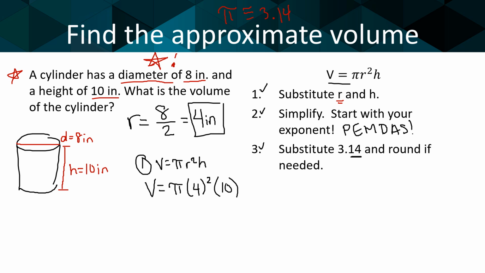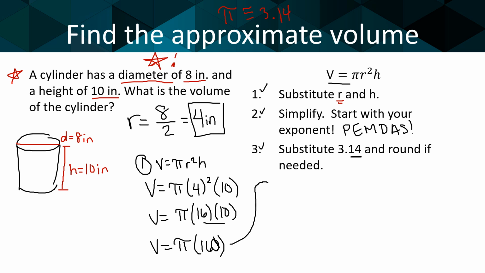All right, so let's simplify this. First, we start with our exponent. 4 times 4, or 4 squared, is 16. And bring down all that junk that we have not used yet. Don't lose your pi. All right, now the next step we need to do is combine our like terms, which is our 16 and our 10. So we'll end up with volume equals pi times 160. Whoops, sorry for that slop fest. All right, but wait, there's more.